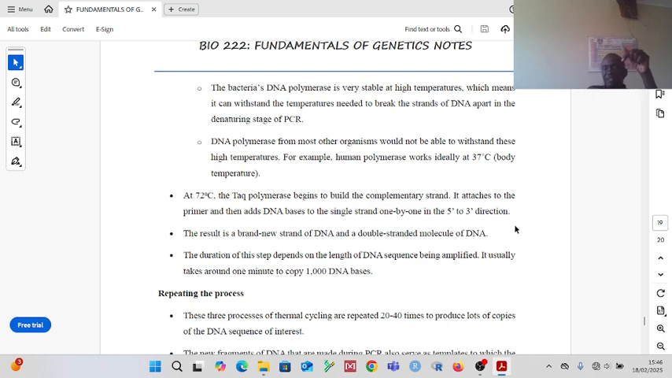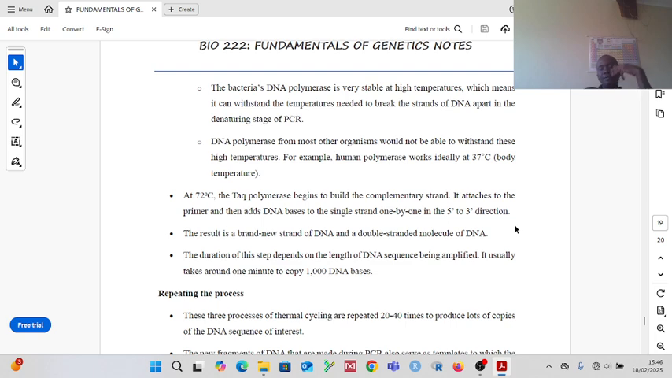That brand new strand of DNA is being formed using what was initially present as a single strand. After creating a brand new strand, you now end up with a double-stranded molecule of DNA. Each of the initial single strands will now have a complementary strand built by Taq polymerase. So you had one double strand, but by the end of the third step of PCR, now you have two double strands.